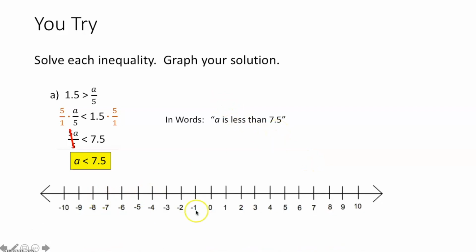So I come to my graph here. Am I going to put an open or a closed circle at 7.5? Well, since there's no equal sign under here, I'm going to put an open circle at 7.5. So I go to 7 and 8, and right between there, I put an open circle for 7.5.